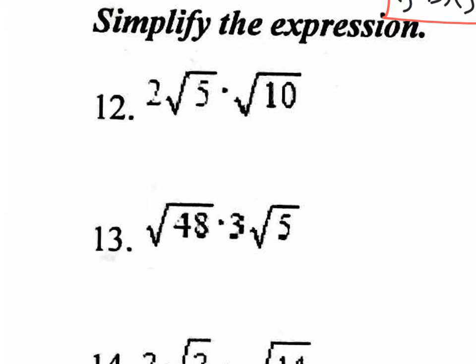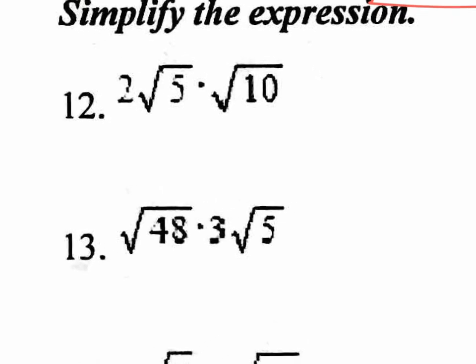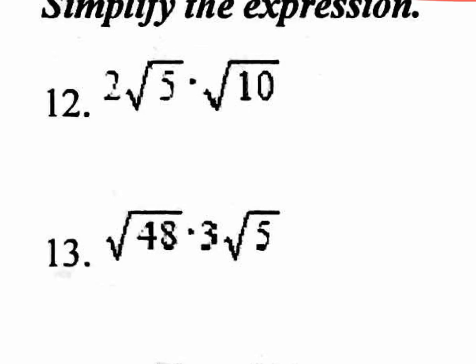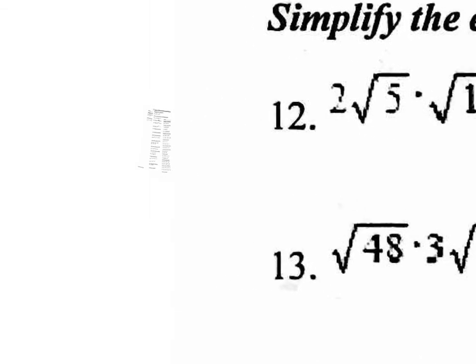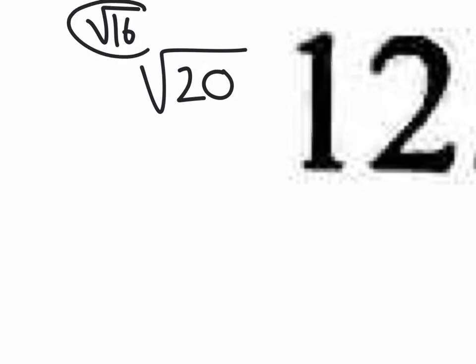I hope we remember when we did square roots, you always want to have a perfect square number, right? So let me just do a little quick review right here, right next to number 12. Like the square root of 20, that's not a perfect square number. The square root of 16, that's easy. What's the answer to that? That's 4. Okay, so that one's too easy.